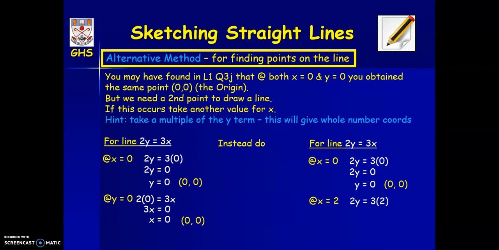So our equation would become 2y equals 3 times 2. Simplified, that's 2y equals 6. And if we divide, we get y equals 3. So when the x coordinate is 2, the y coordinate is 3. And that would give us our second coordinate point to plot.